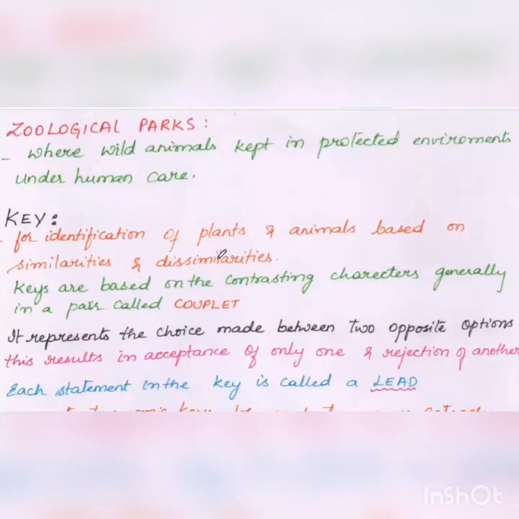And zoological parks, where wild animals are kept in a protected environment under human care. See, they do not get a natural setup. It's a man-made and artificial setup where they are made to live. That is maybe because they are on the verge of becoming extinct. See, you don't find any dogs and cats in cages in zoological parks. You only find elephants, tigers, or any animal which is under threat.